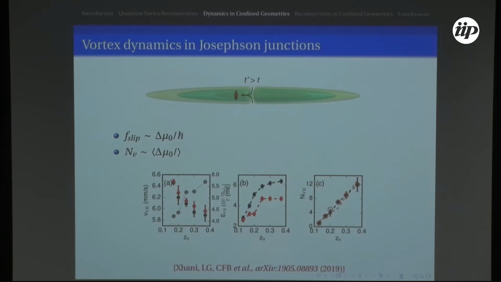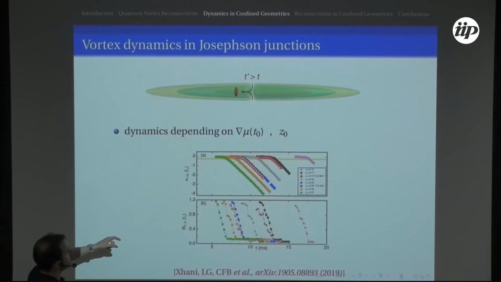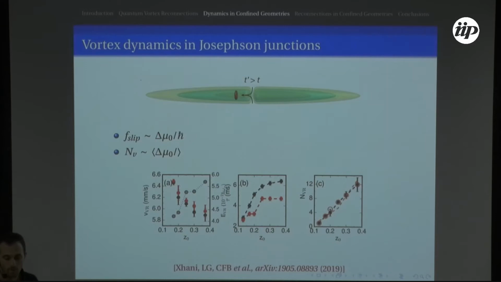So you see that this is the lifetime. It's increasing with Z0. In fact, if you measure the velocity in the linear region for the different vortices, you find that the velocity is higher for smaller population imbalance, meaning that with a smaller population imbalance you have a smaller radius, and in fact a smaller energy, because the energy increases with Z0. Then if we just use the Josephson-Anderson relation, everything matches. The frequency of the creation of vortices is actually given by the initial population imbalance, or the initial difference of the chemical potential, and also the number of vortices. So we are quite happy that everything matches.